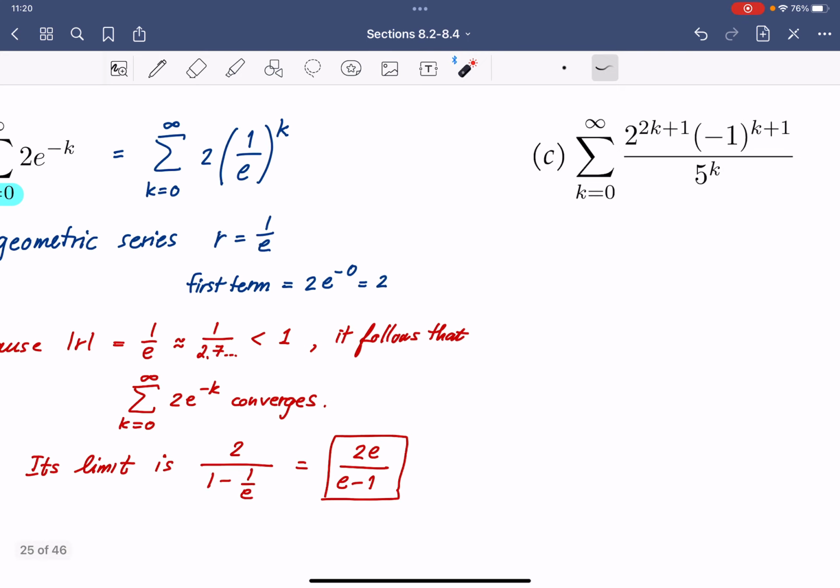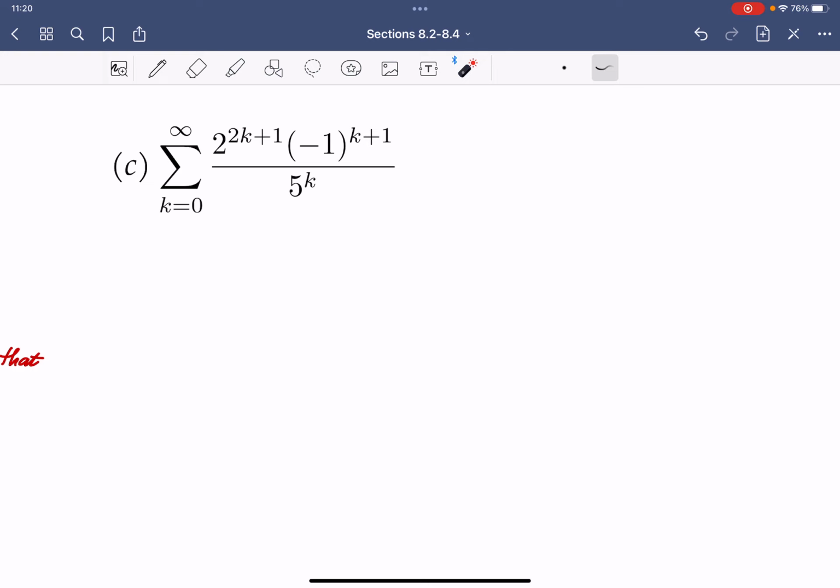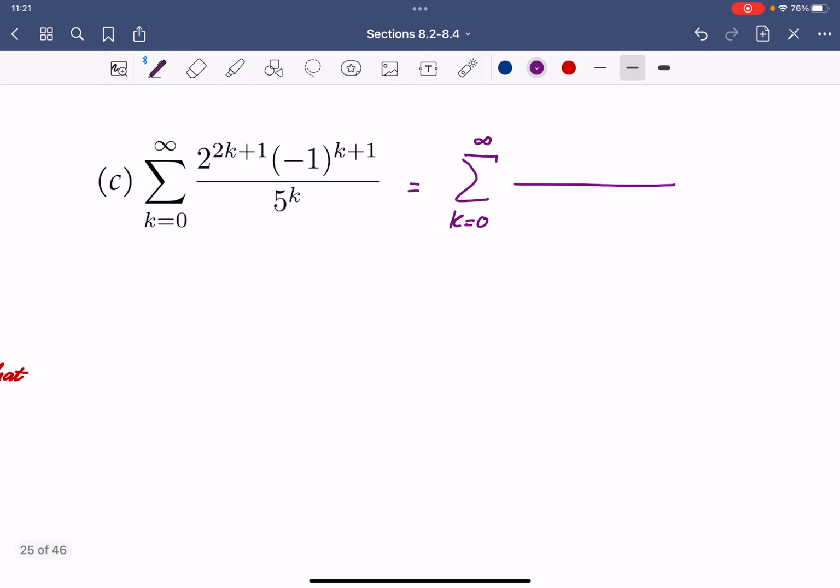All right, so let's do part C here. This is a little bit complicated, but still a geometric series. Do you know what the common ratio is here? You need to simplify first. Okay, let's do it. How to simplify it? Start from 0 to infinity. I like the bottom part now, because this is 5 to the k. That should be good for me.